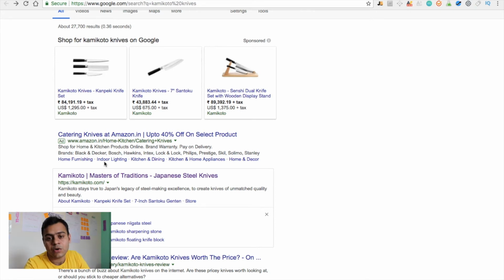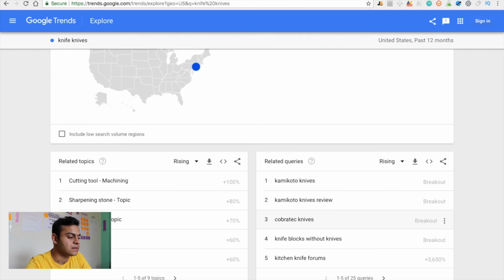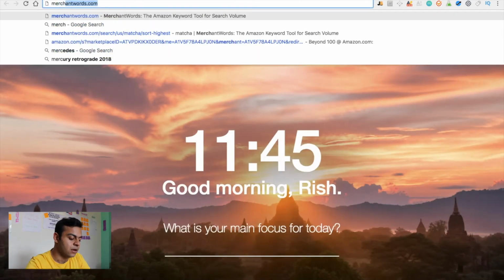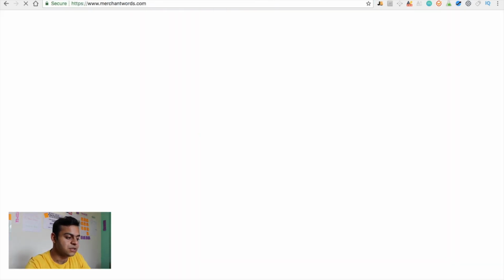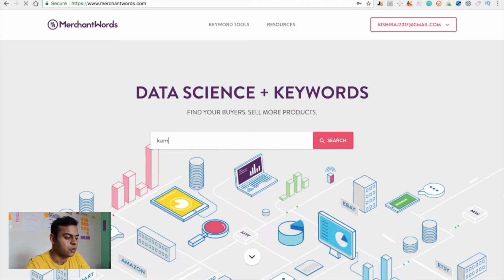So let's say if you were to do online arbitrage, instead of selling any random knife, you should probably sell Kumiko knives, because that is something that people are searching for definitely. Now, to validate this information, I would also actually go to merchant words and I would search for Kumiko knives to get an idea about how much of it is being searched on Amazon, because merchant words gives you search volume of these queries on Amazon.com. So this is a great tool to have.